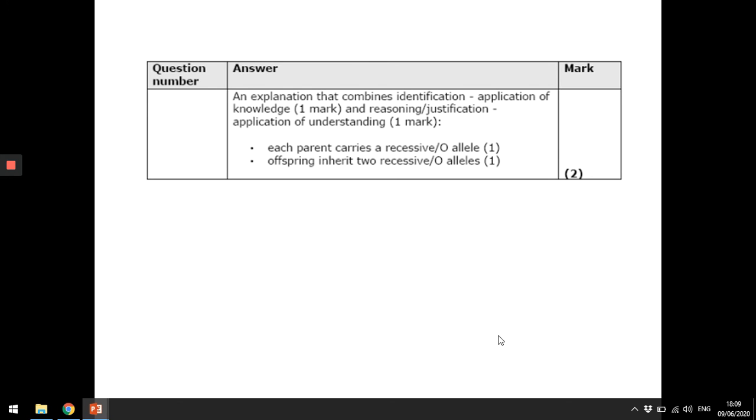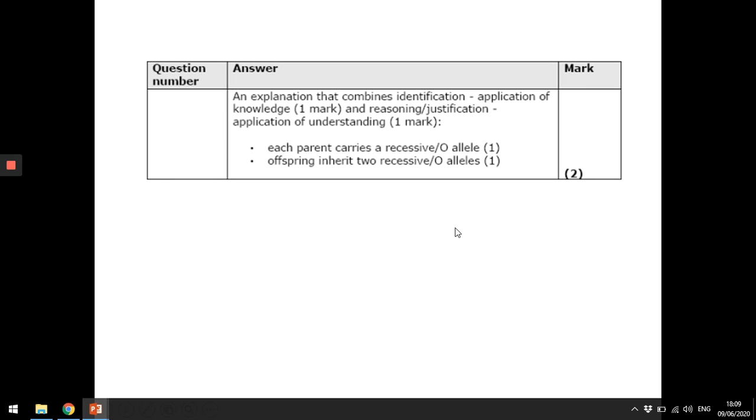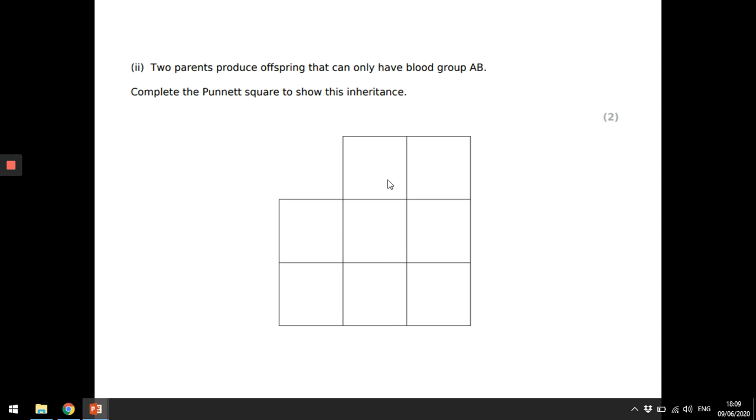Okay, so if we look at this, we would say that the mother and father would be heterozygous, so the father would be AO, and the mother would be BO. When you put that into a Punnett square, you would say that both parents are carrying a recessive allele, which is O, so the offspring can inherit 2 recessive alleles. My advice on a question like this would be to draw it out as a Punnett square, because then the examiner can see straight away what you've managed to do there.